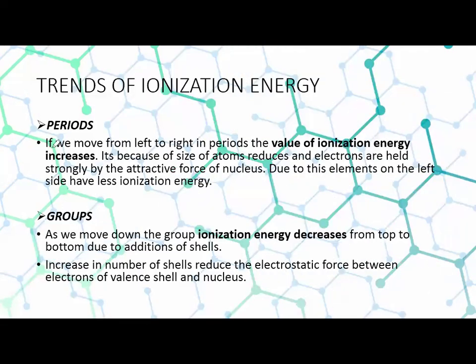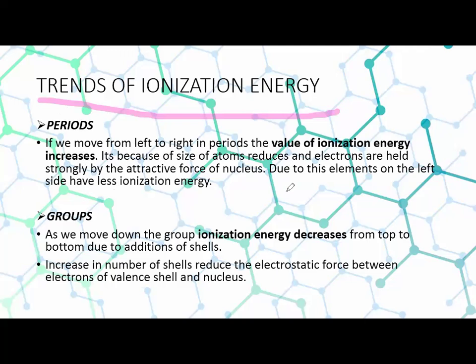Now, what are basically the trends of ionization energy? In the periods, if we move from left to right, the value of ionization energy increases. As I have told you, it is because the size of the atom reduces. From left to right, the nuclear charge in the period increases.